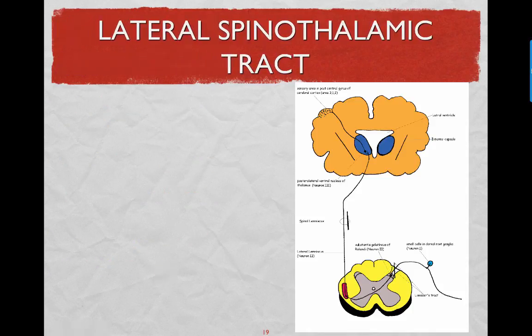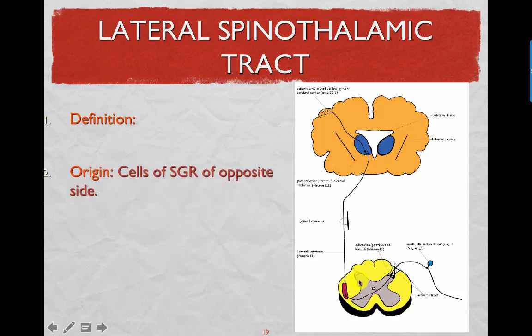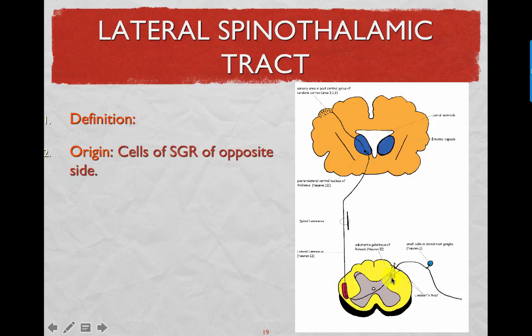Let us now see how you will answer the lateral spinothalamic tract. Here you should mention the following: definition, origin, course, termination, function. By definition, it is a long ascending sensory tract in the spinal cord. By the origin, it is the substantia gelatinosa of Rolando of the opposite side. Of course, it is formed after the crossing. By the course, you should comment on 3 points.